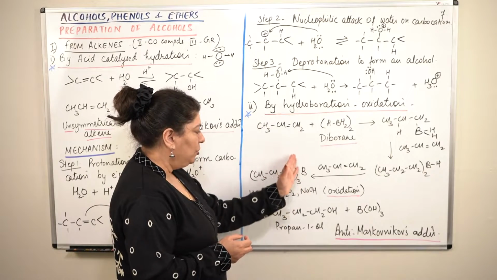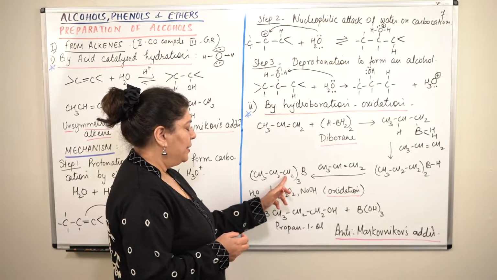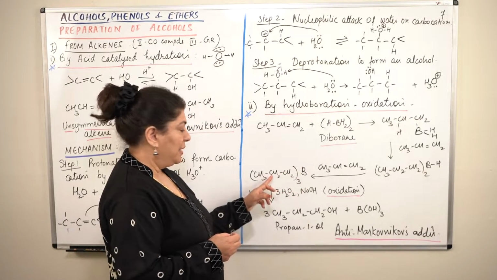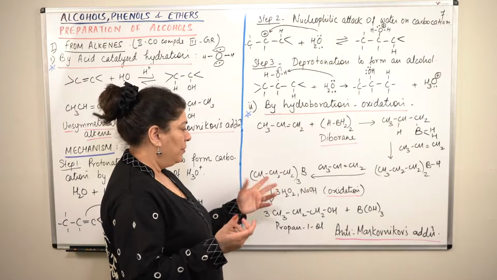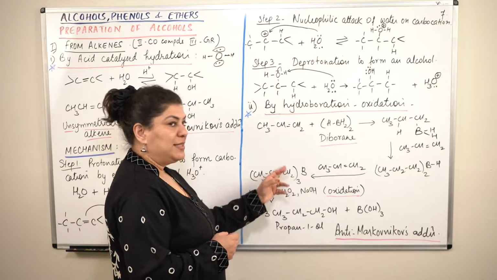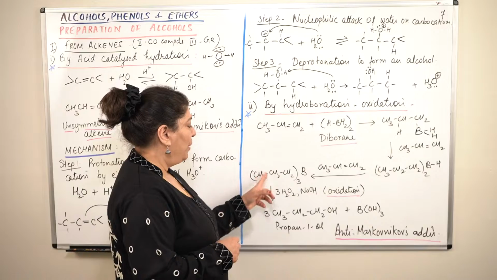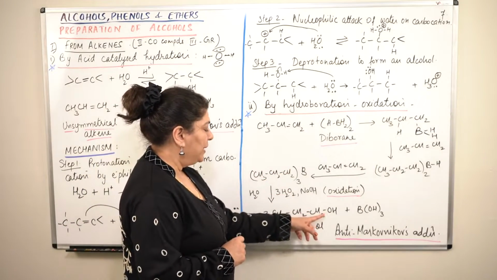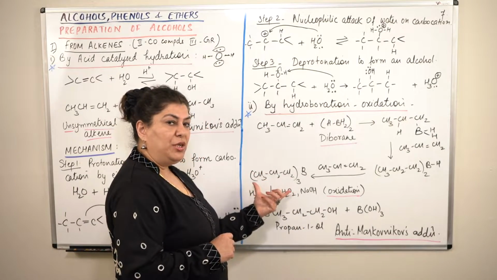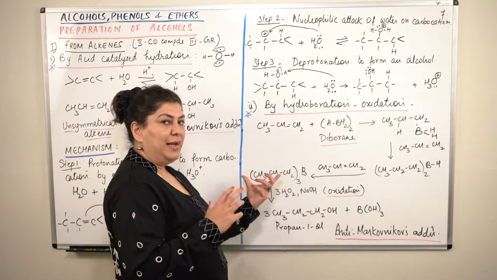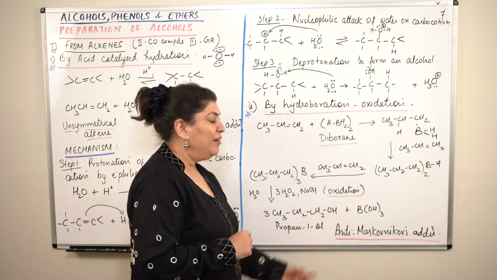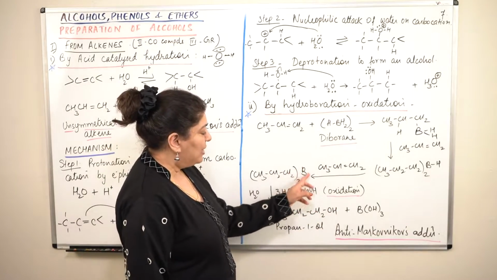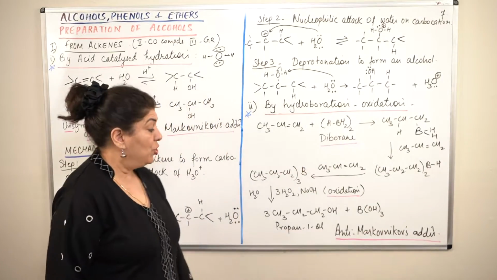When all the three bonds with boron break, each of these carbons is already satisfied because it has the number of hydrogens required, that is, its tetravalency is completed. Only this carbon has one atom less. So the OH will come and attach to that carbon. And since there are three alkyl groups, you will get three molecules of propanol. The other three OH groups will get attached to boron and form B(OH)3.